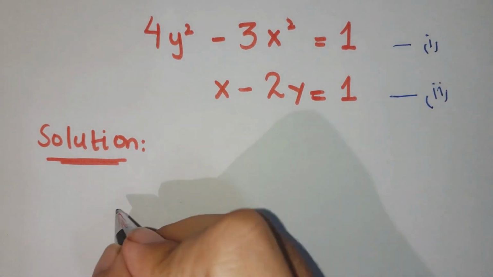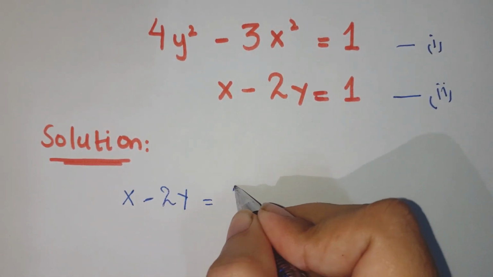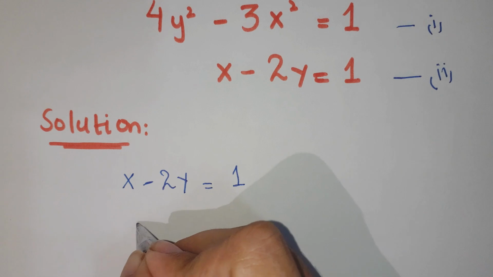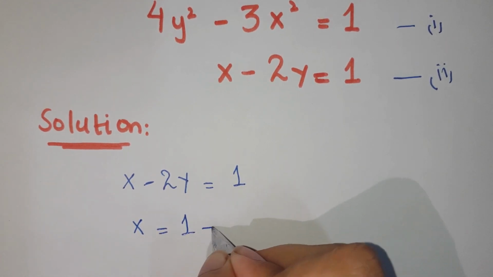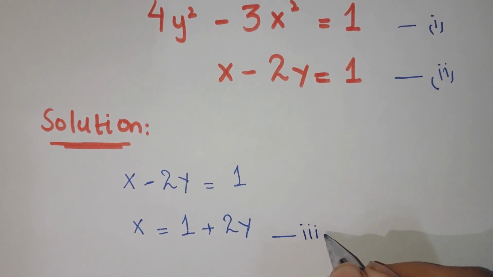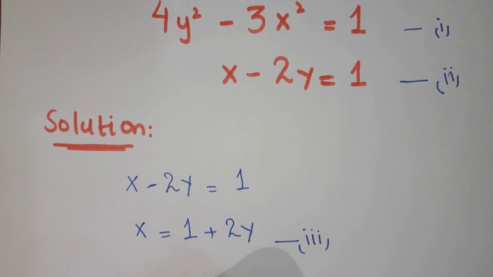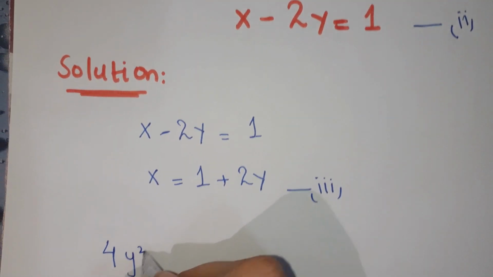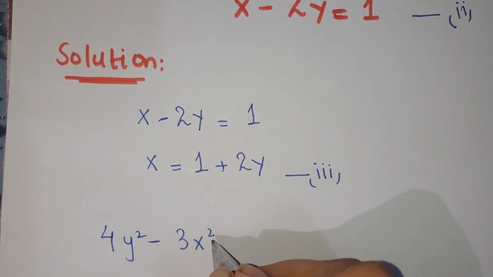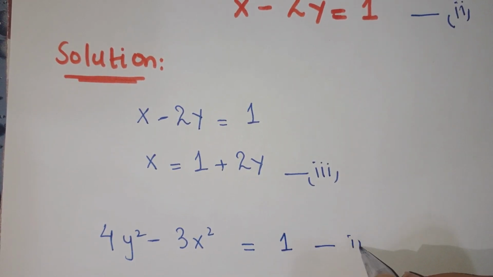Right? Now working on equation 2 first, x minus 2y is equal to 1, you can write it as x is equal to 1 plus 2y. Now call this equation 3. Now put this value of x in equation number 1, that is 4y square minus 3x square is equal to 1. This is our equation 1.